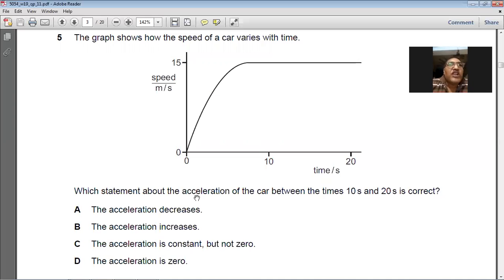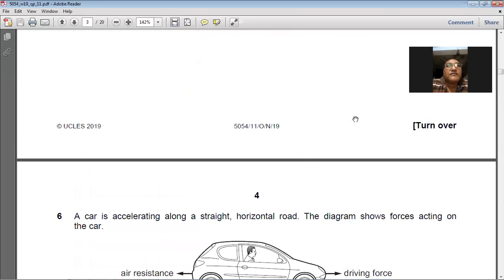Which statement about the acceleration of the car between 10 seconds and 20 seconds is correct? From 10 seconds to 20 seconds, you can see that the graph is flat, horizontal, and the slope of the graph is 0. It means that the acceleration is 0. The body is moving with constant speed. So D looks the right option. The acceleration is 0. Question number 5, D is the right option.